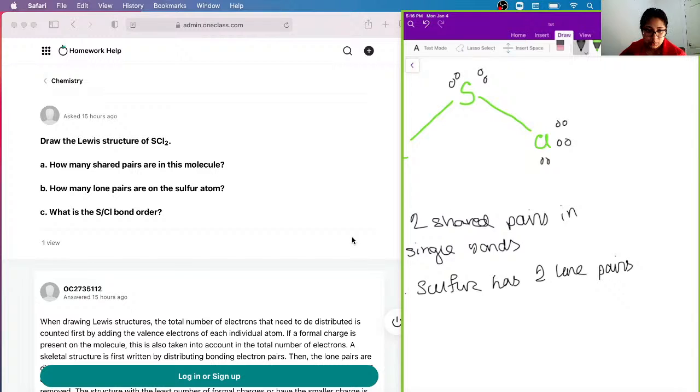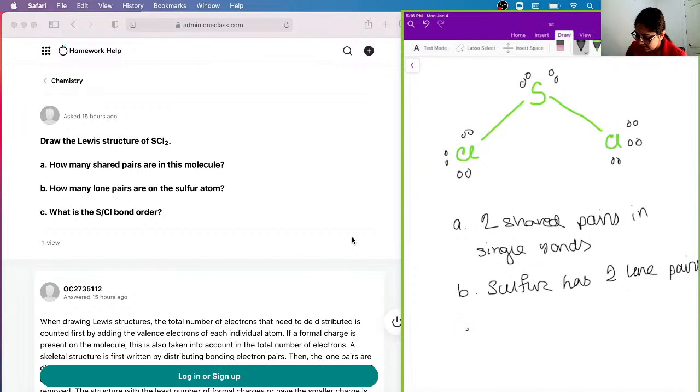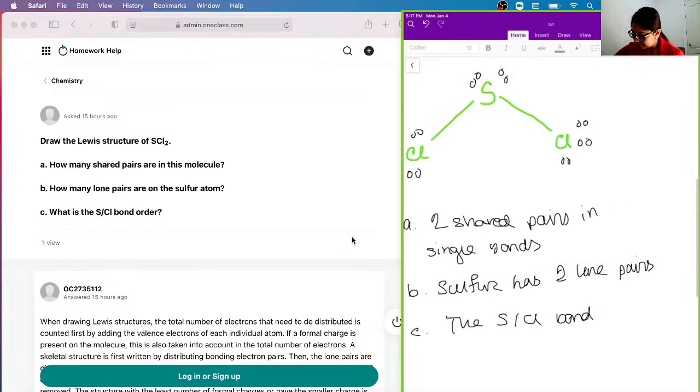And for C, what is the sulfur chlorine bond order? The bond order of sulfur and chlorine is 1, because there are a total of two sulfur chlorine bonds and two bonding pairs.